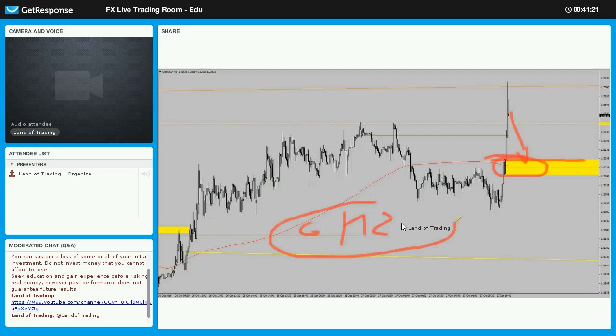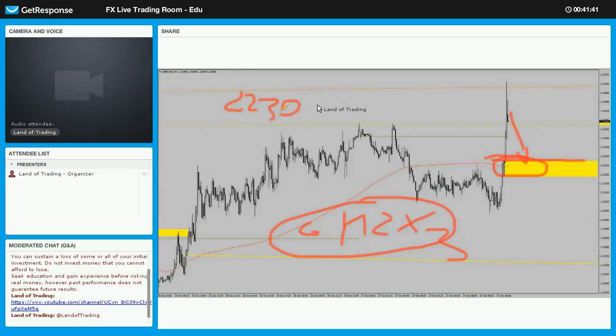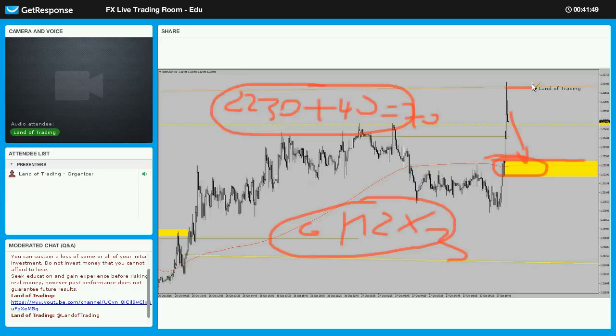We are going to target 3 times the initial risk, right? So it means that we are going to target around 40. So now the question is, if we buy at 2230 and add 40 pips, we are going to get the 70 level, and the 70 level is under the high.